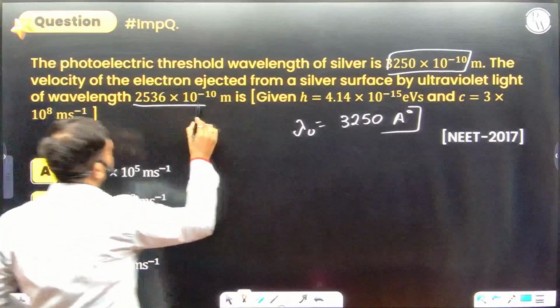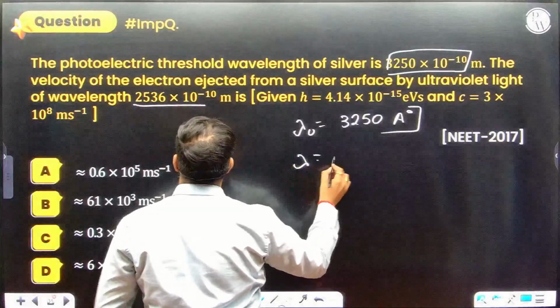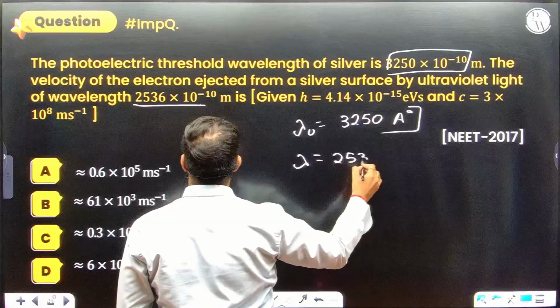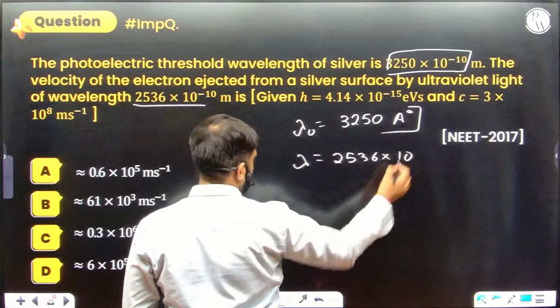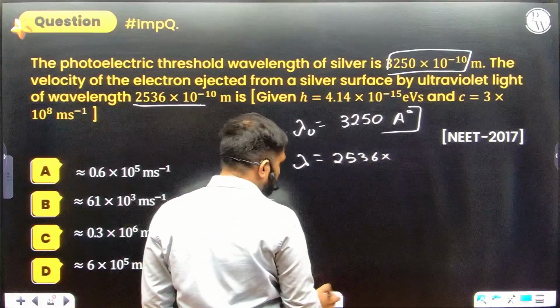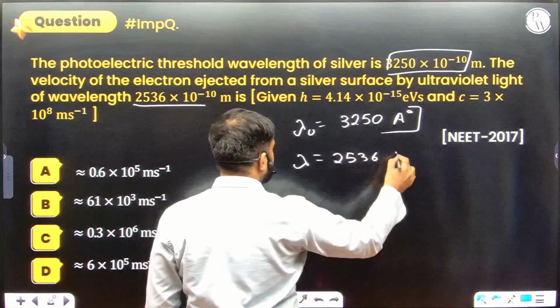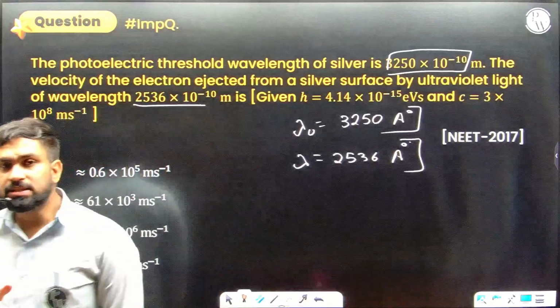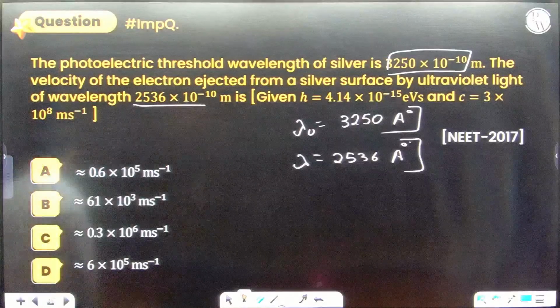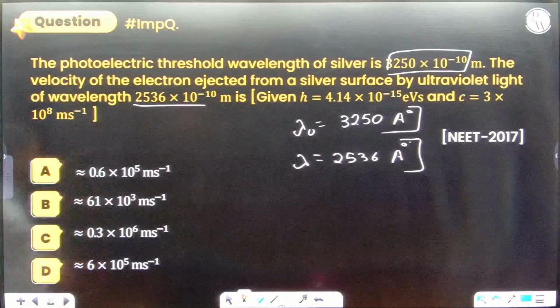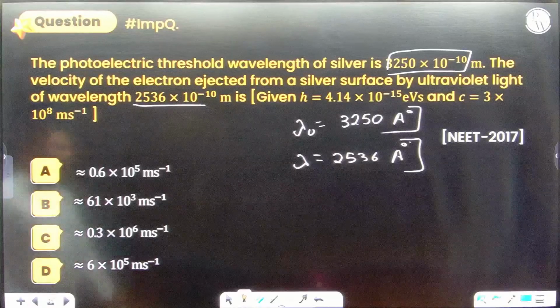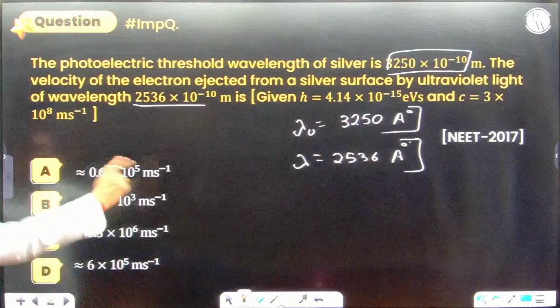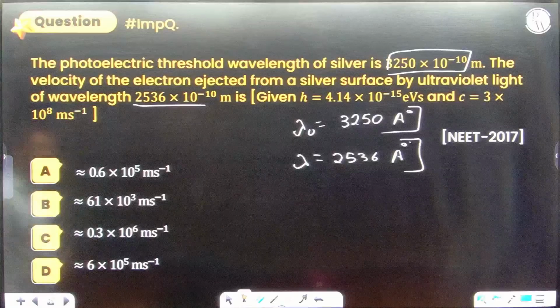So the incident radiation is this. Now incident radiation is lesser than the threshold wavelength, so that means it can perform photoelectric emission. Frequency should be higher than threshold frequency, wavelength should be lesser than threshold wavelength. Remember this point. Okay? So it is good to go. Wavelength has to be lesser.